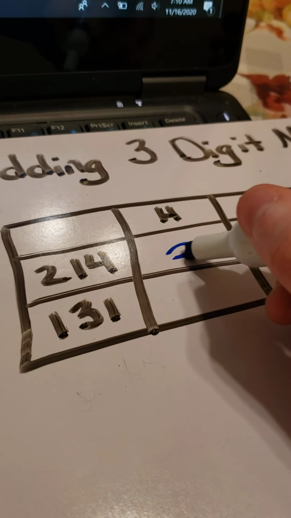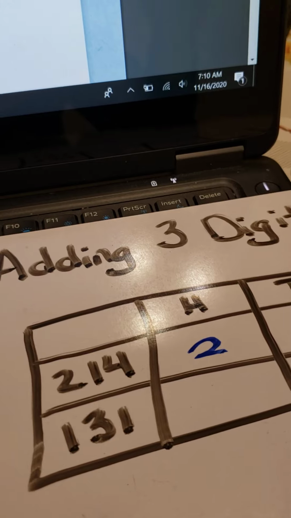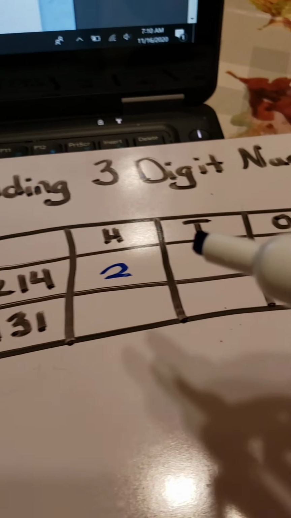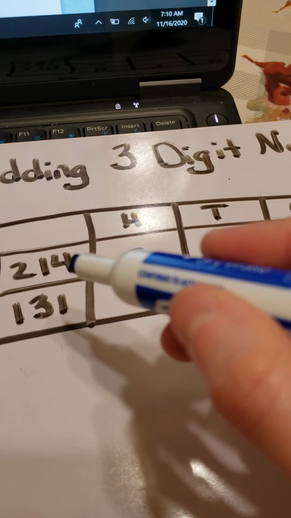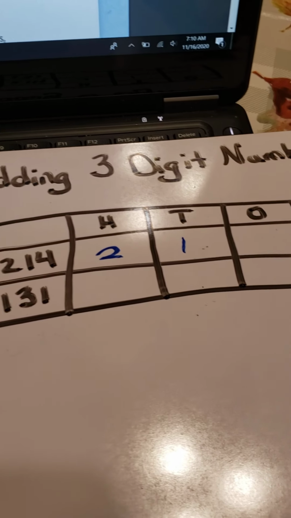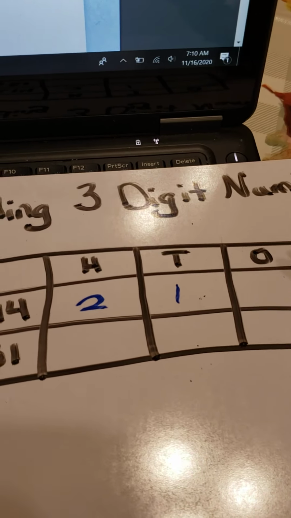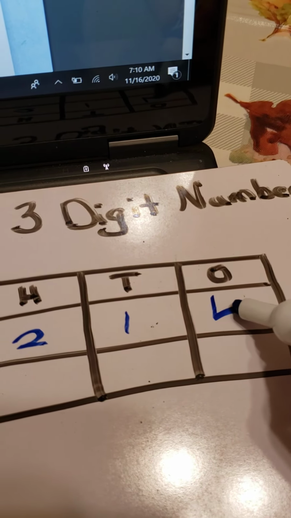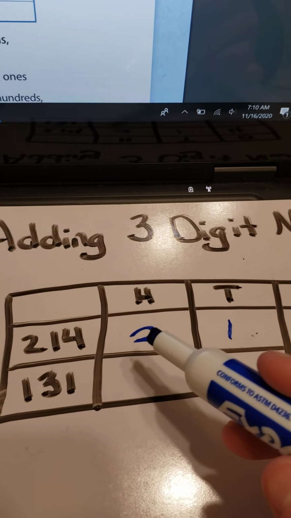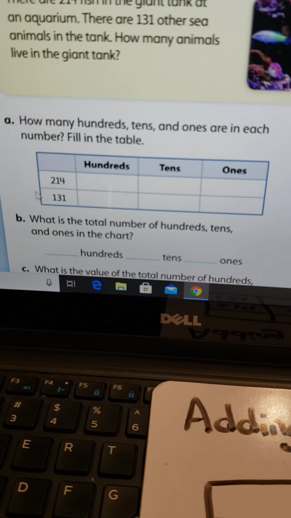So in your book, you are going to write 2 hundreds. Okay, so just the number 2. I'm not writing 200. This isn't expanded form. Okay, and then how many tens do I have in 214? Very good. I have 1 10. And how many ones do I have in 214? Yes, I have 4 ones. So on your table, you have 2 hundreds, 1 10, and 4 ones. Remember, I'm writing it on my whiteboard. You're writing it in your book. So yours is going to look like this.